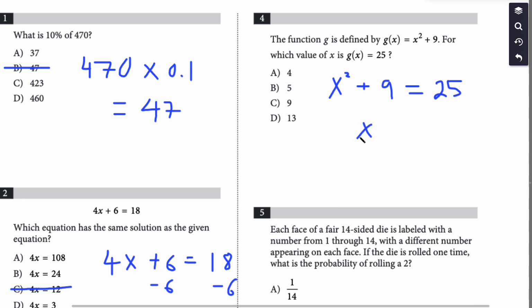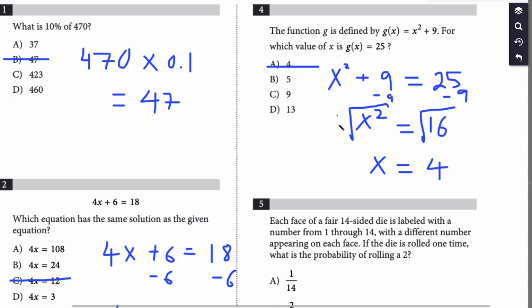We can subtract 9 from both sides of the equation. It'll look something like this, or both sides of the equal sign. And we would get x squared is equal to 16. And then to get x by itself, we can just square root both sides of the equal sign, and we'll get x by itself. And in this case, x should equal to 4. So A should be correct answer for that one.